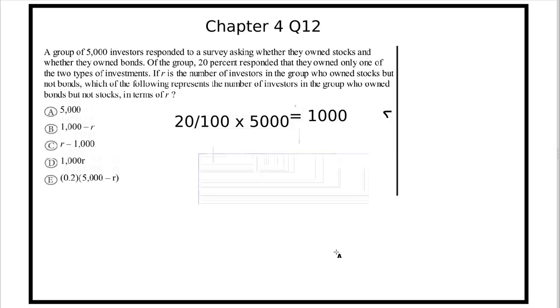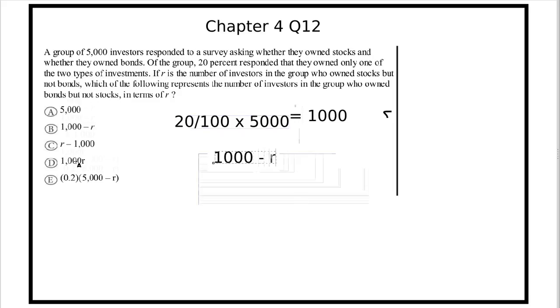So you have here 1,000 people, and of this 1,000 people, I don't know the exact number of them who are owning only stocks. And of course the total value, the 1,000, represents the total value of the people who are having only one of the two things, either stocks or bonds. So to get the number of people who are having only bonds, I need to subtract R from the 1,000, and that's the algebraic representation of the problem.